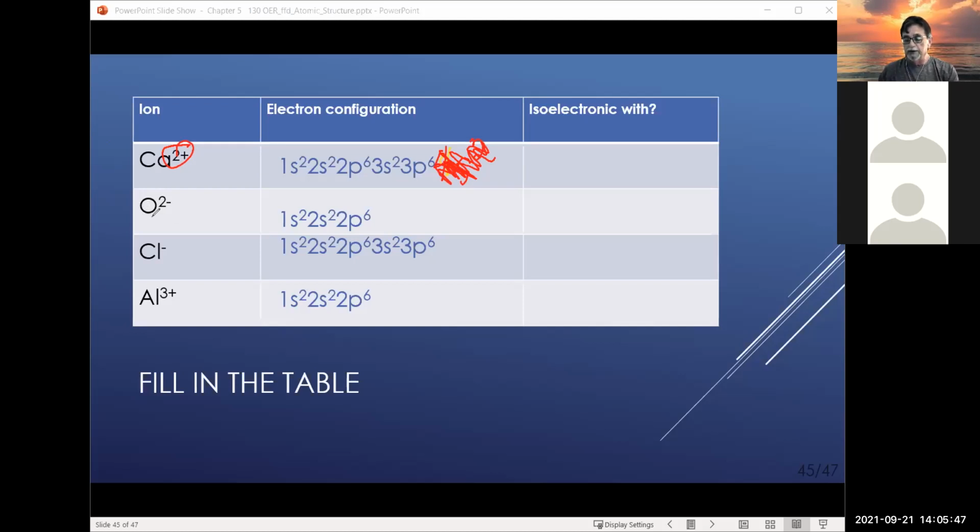Or they may, again, here for oxygen, write 4 instead of 6. Well, no, 4 would be oxygen, the element oxygen itself. So be careful and make sure you're reading the superscript and not confusing the element with the ion.